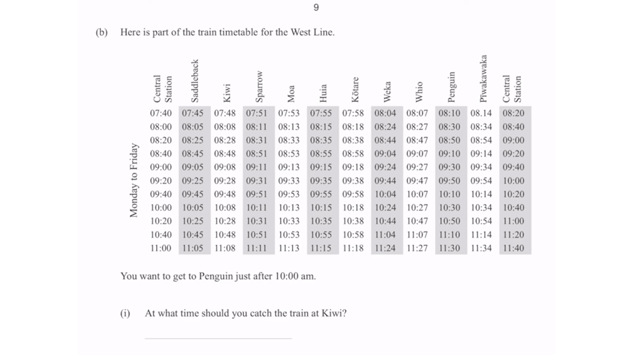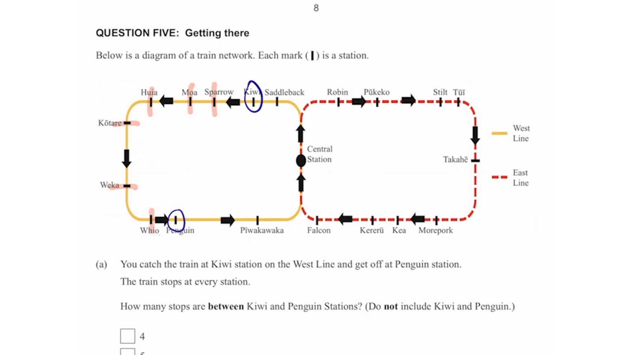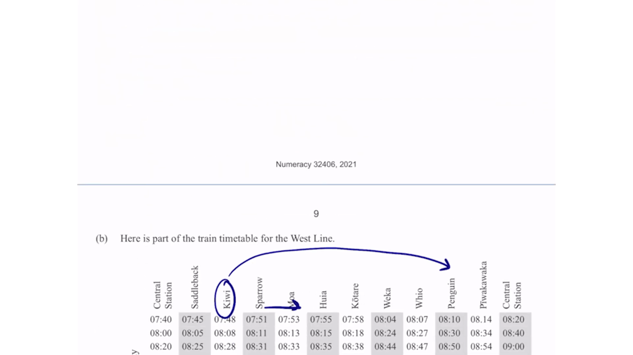You want to get to Penguin just after 10. At what time should you catch the train at Kiwi? So remember that we're starting at Kiwi and we're trying to travel all the way to Penguin. And so hopefully we travel from Kiwi to Sparrow to Moa. I'll just double check that. Kiwi to Sparrow to Moa and so on. Yeah, so the train moves in this direction. So if I just make this clear, this is the start and this is the end point.